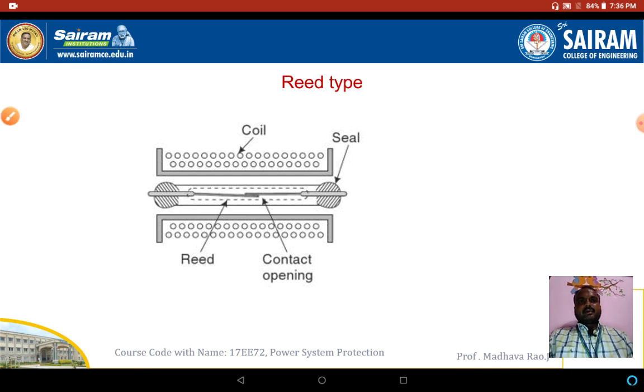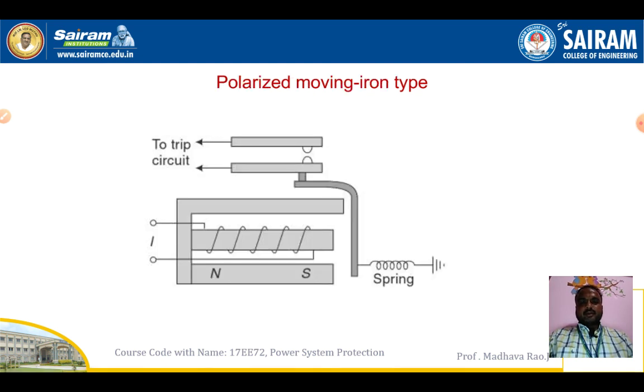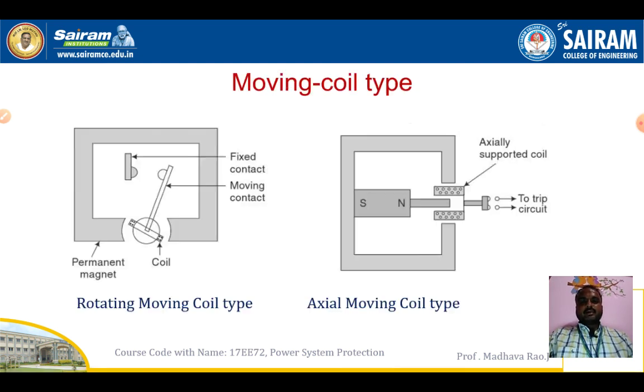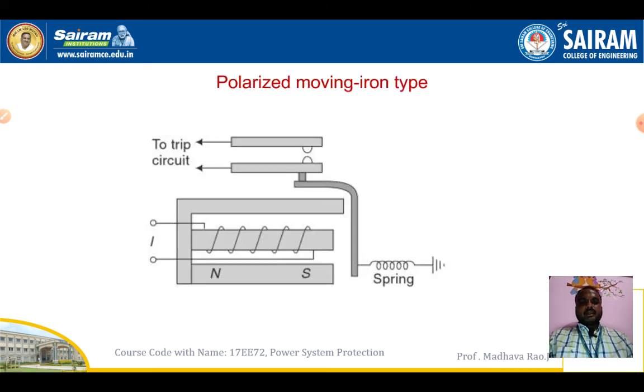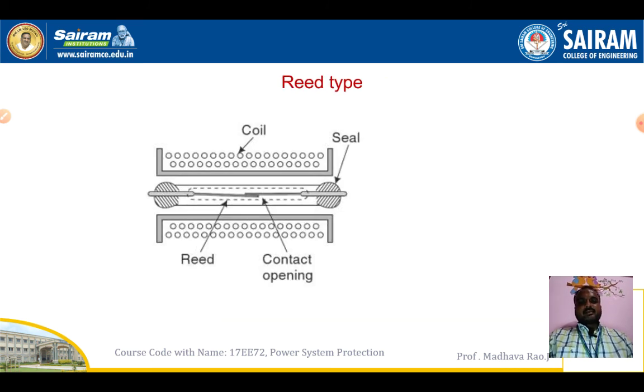These relays are used in very low voltage applications, in the 500 volts to 1 kilovolt range, compared to the previous polarized and moving coil type relays. The sensitivity of this reed relay is very low.